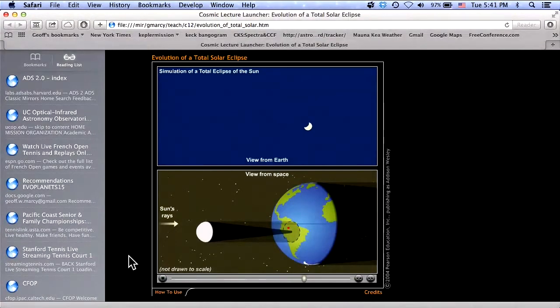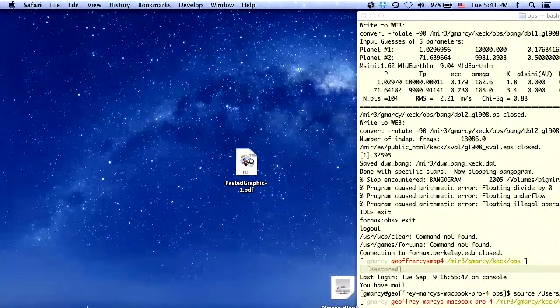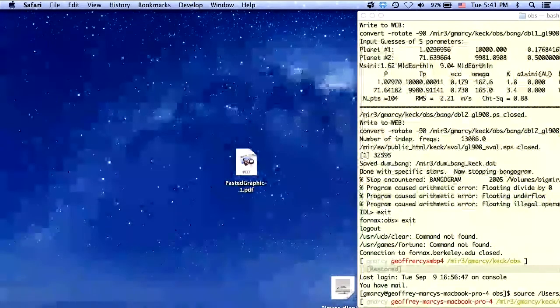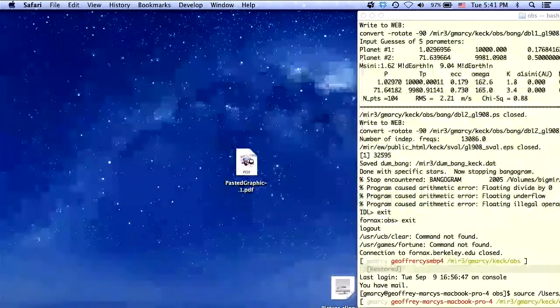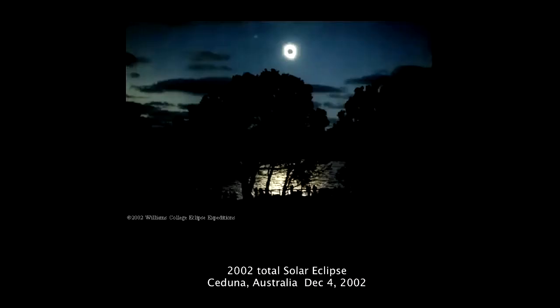So that's what it would look like if you lived at that red dot there in the southern hemisphere. And now that I'm here, I can do the great trick. Oh, incredible. High technology. Okay. So that was good. That's a solar eclipse. Let me show you some pictures of what a solar eclipse looks like.